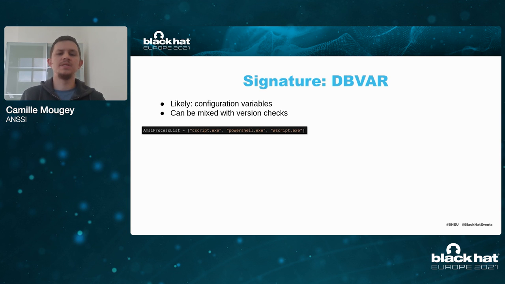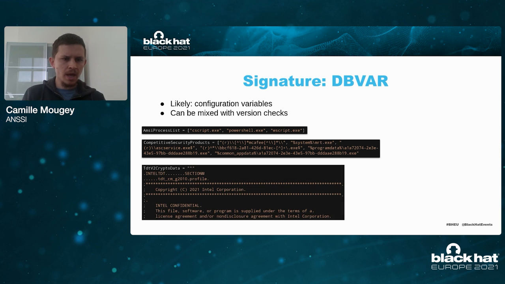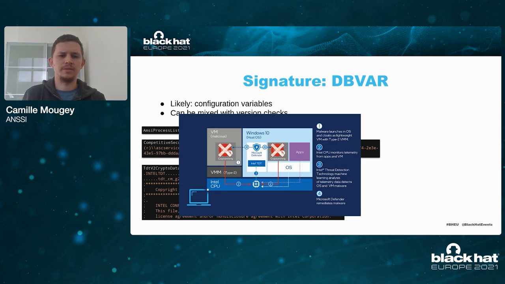Another type is the dbvar, which I understand is configuration variables, sometimes mixed with version checks. So this version is using this configuration, and this version is using this configuration. Here is an example of the MC process list. Another one is the competitive security products; you can see that there is McAfee, I think. And you also find things like Intel TDT configuration, which is an Intel confidential file, using the Intel TDT technology.